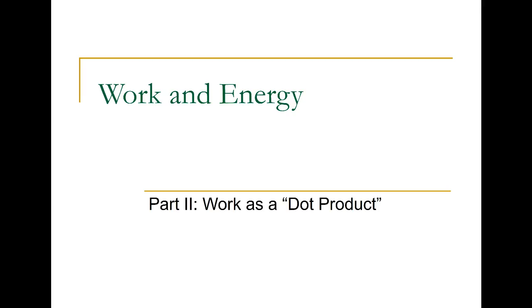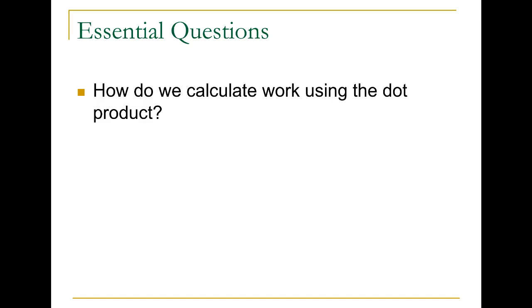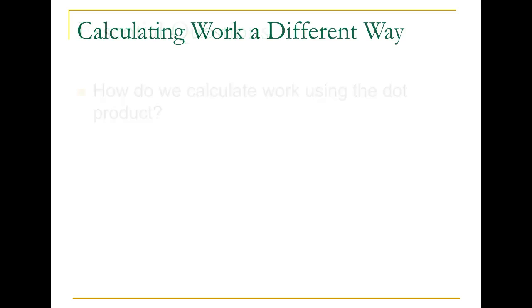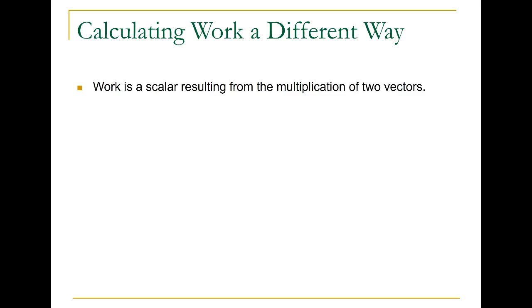Welcome back, everyone. In this video, we're going to continue our discussion of work by looking at the mathematical definition of work as a dot product. So what we're trying to figure out is how can we calculate work using a dot product. This is going to be a little bit different from what we did last time. But the important thing to remember is that work is a scalar resulting from the multiplication of two vectors.